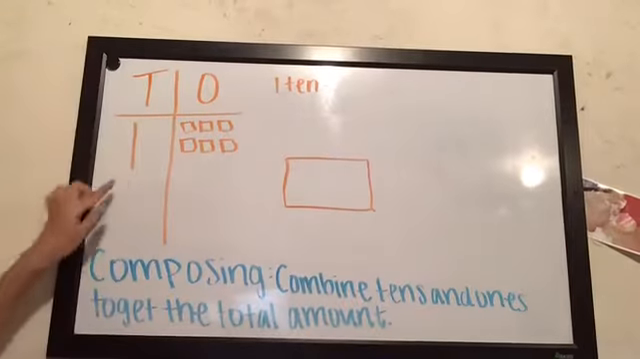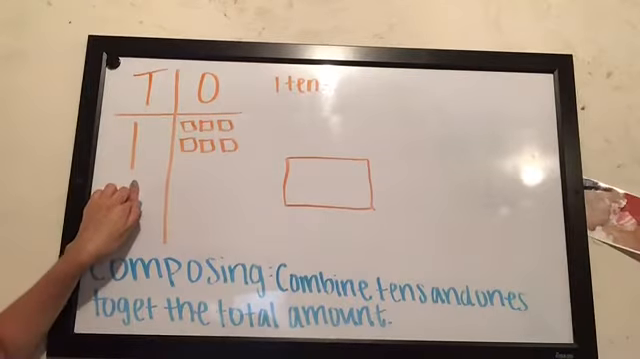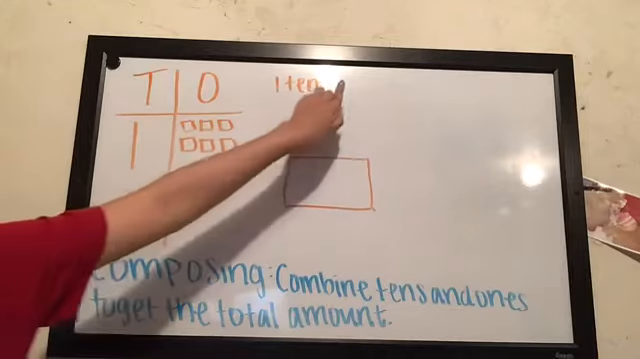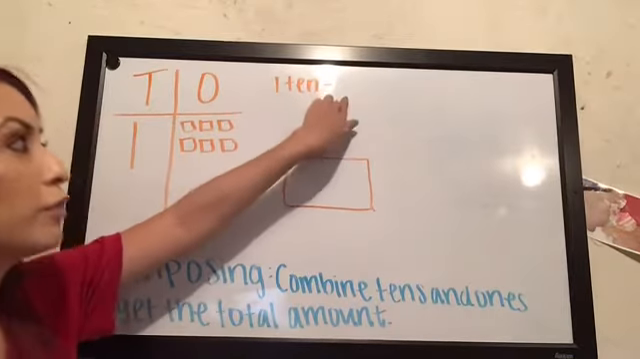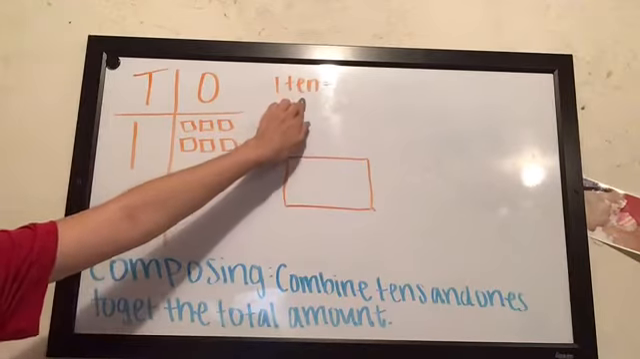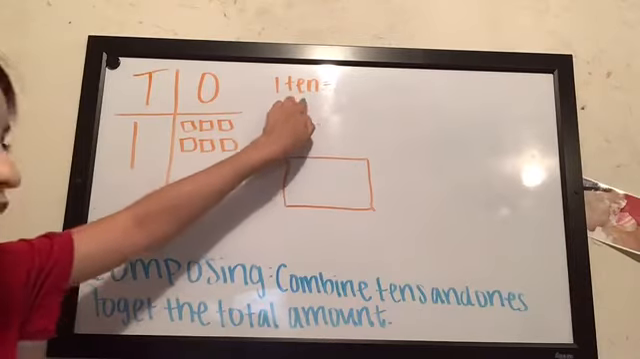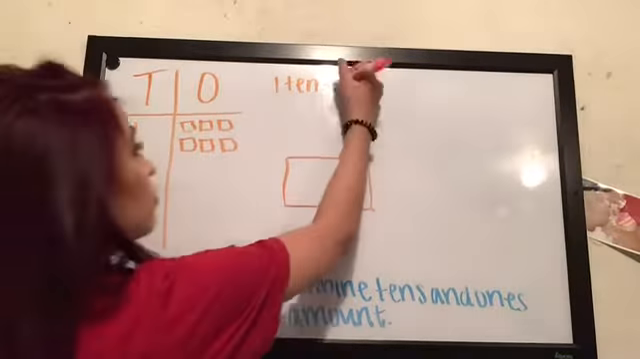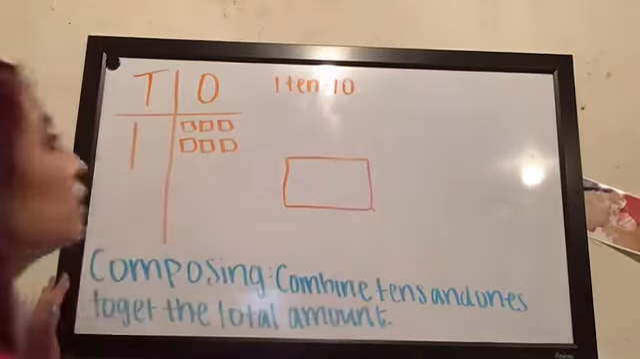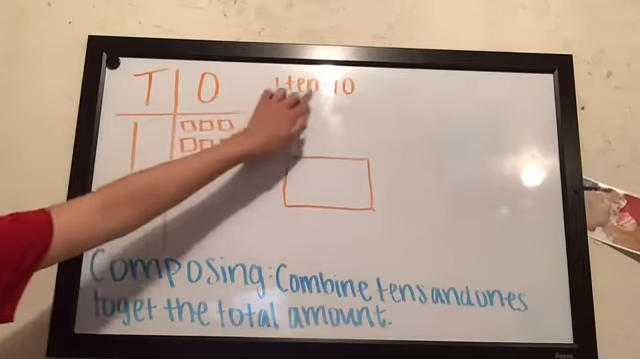equals, so what does 1 ten equal? Does it equal just 1? No, right? Because it's a 10. Every 10 is 10 units. So 1 ten equals 10.